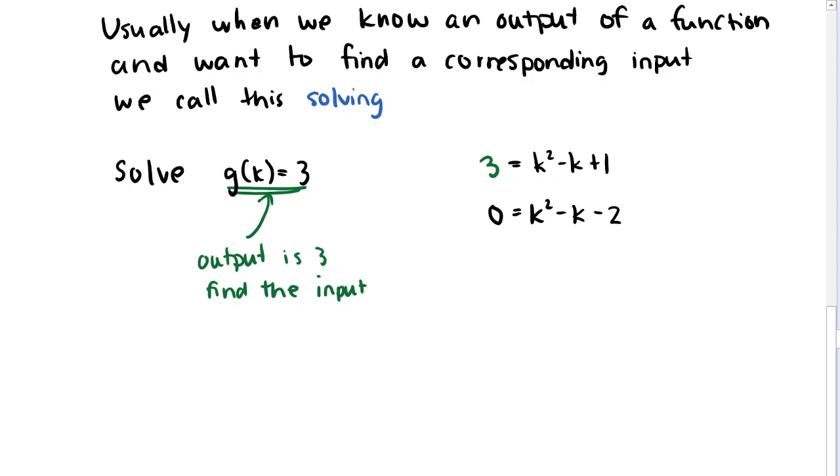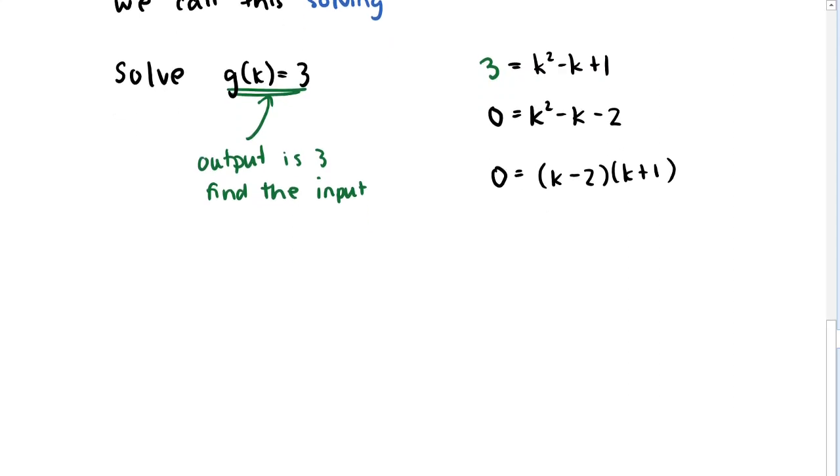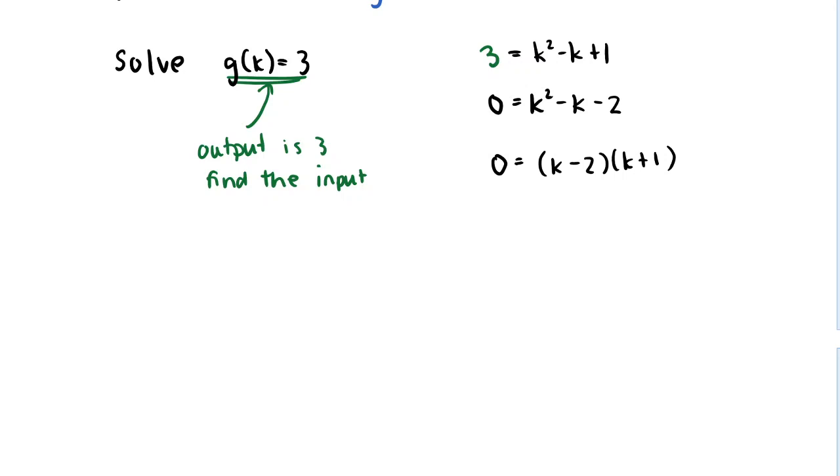And now we want to try and factor this other side, the non-zero side. So here we've got 0 is equal to, how does this factor? This can factor as k minus 2 times k plus 1. And so now, when is this true? When do we get solutions to this equation?